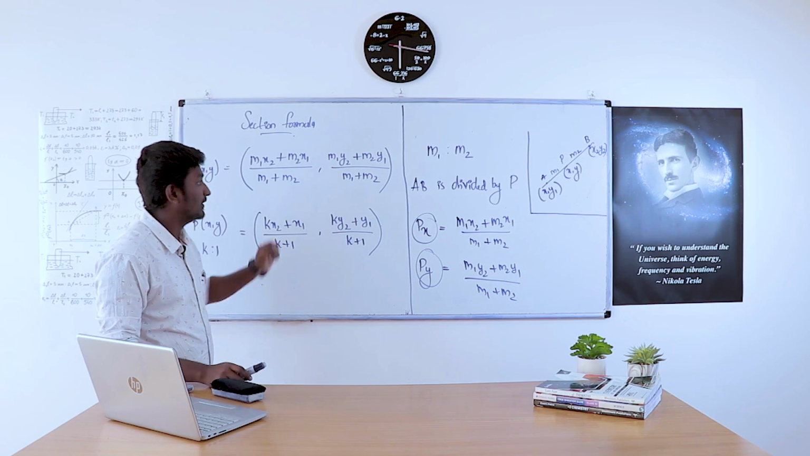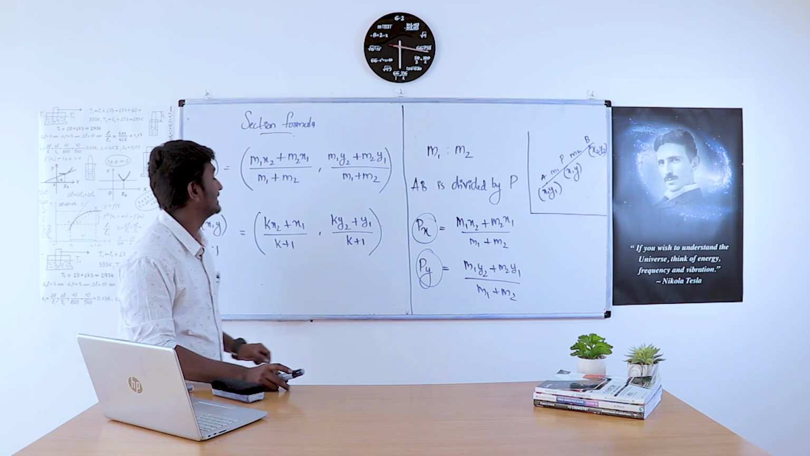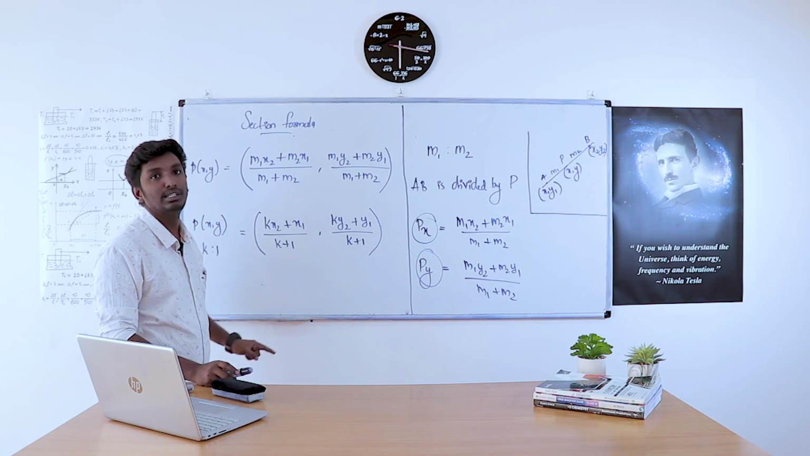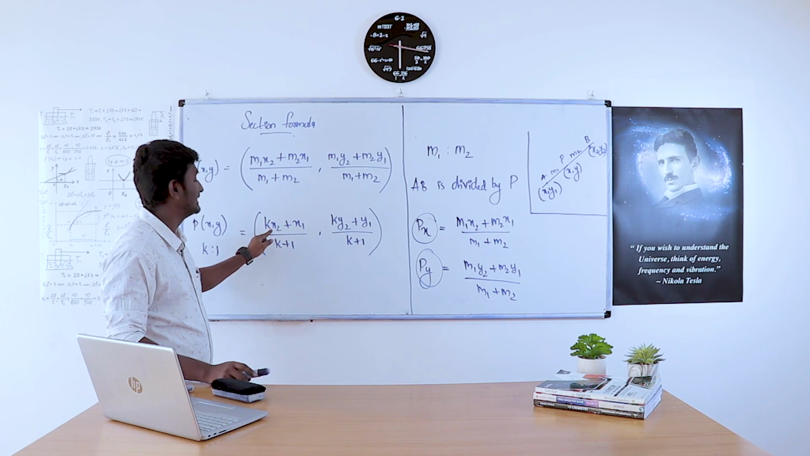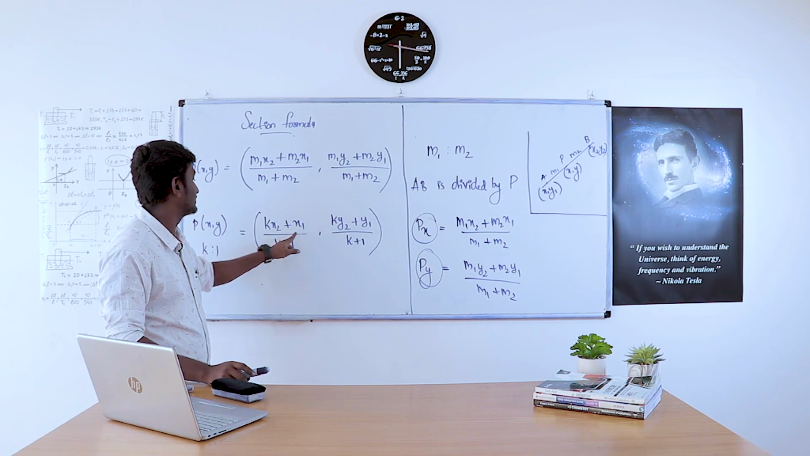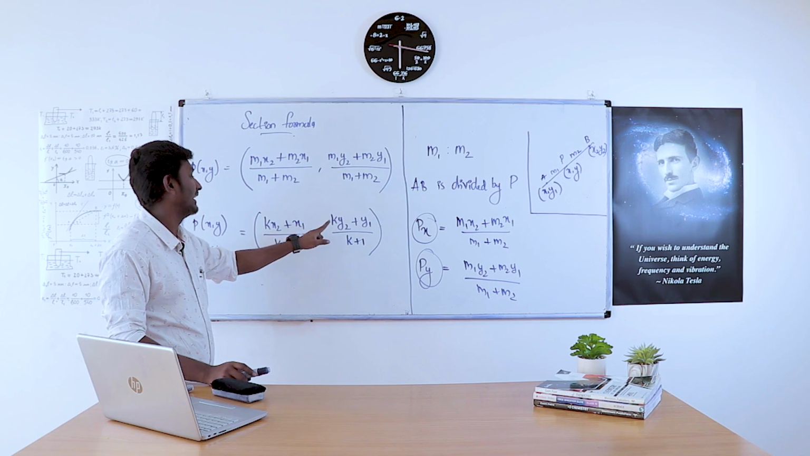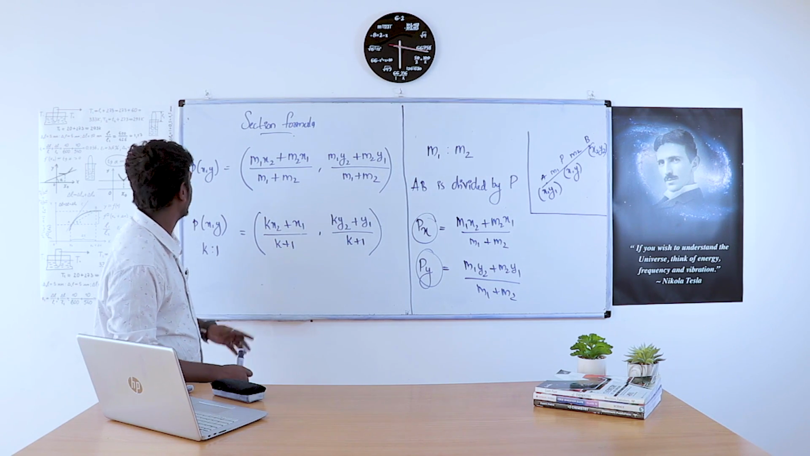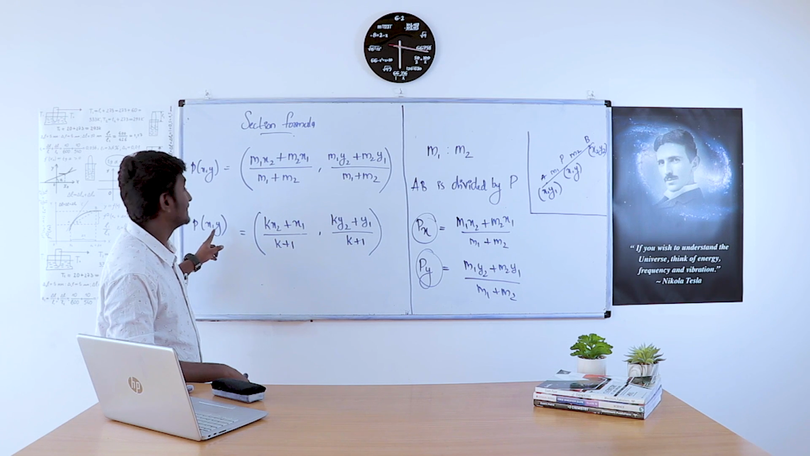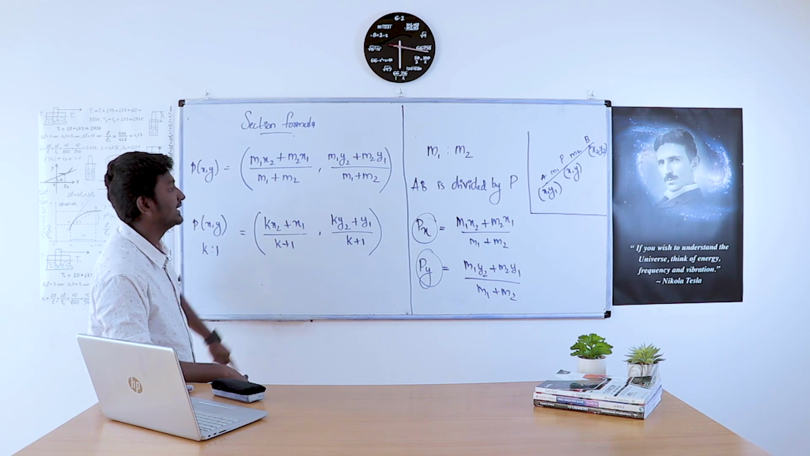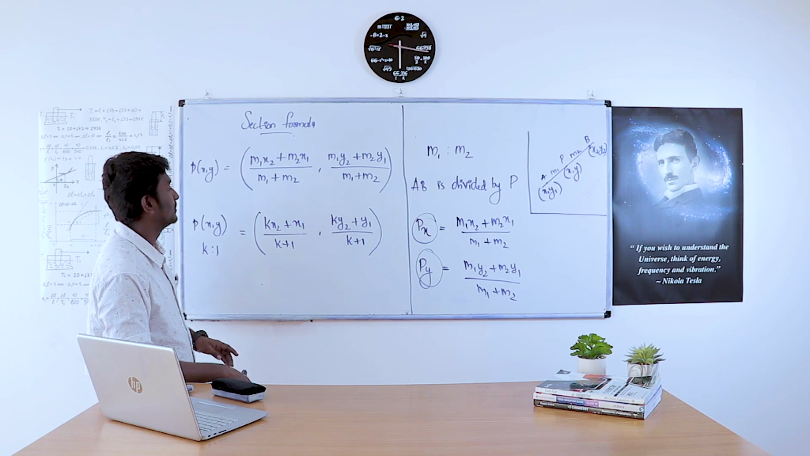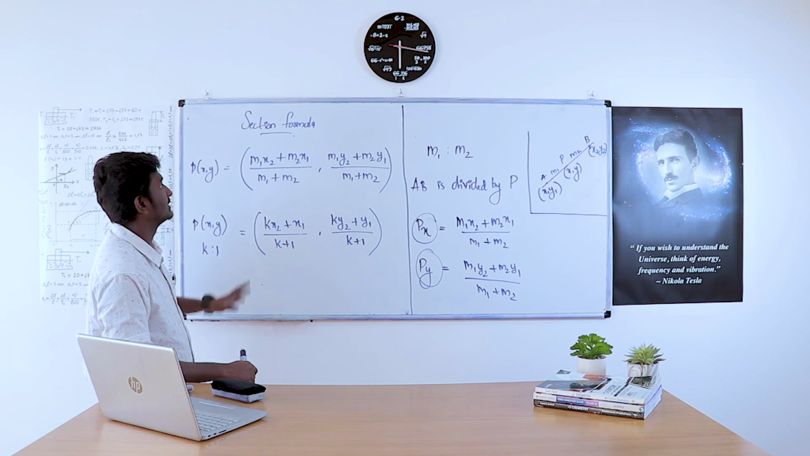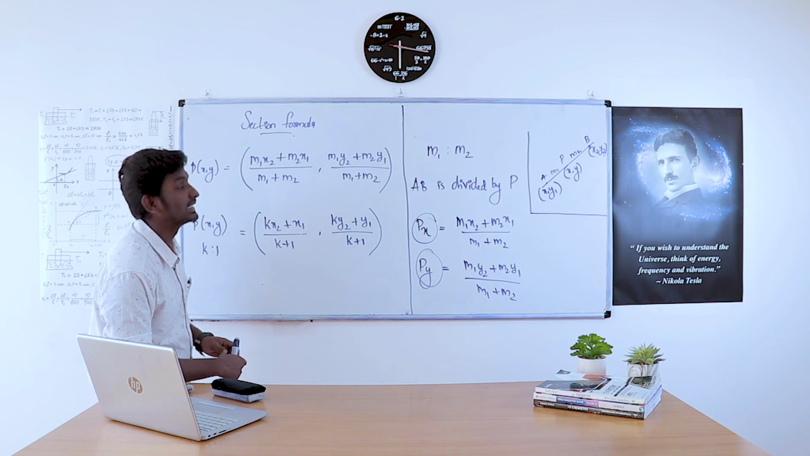So that's it. When the point P divides AB in the ratio k is to 1, then the section formula changes to kx2 plus x1 by k plus 1, ky2 plus y1 by k plus 1. That is the formula. This formula is known as section formula.